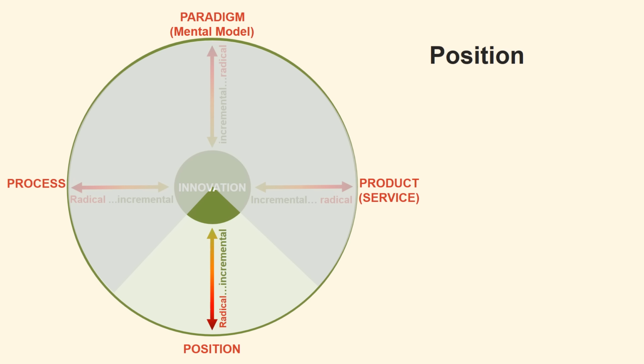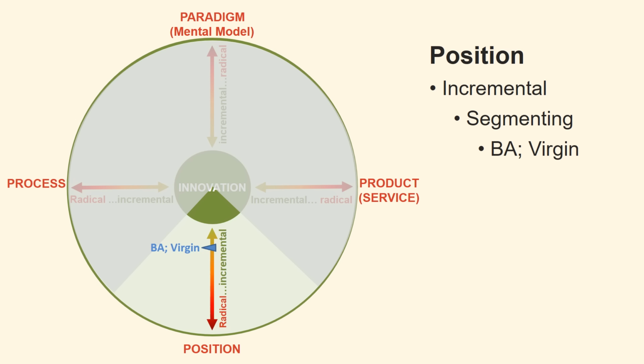Position innovation. Airlines segmenting service offerings for different passenger groups, for example, Virgin Upper Class, BA British Airways, Premium Economy. This is an incremental innovation. There are slight improvements in meeting passenger needs.